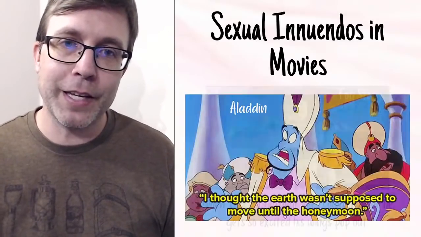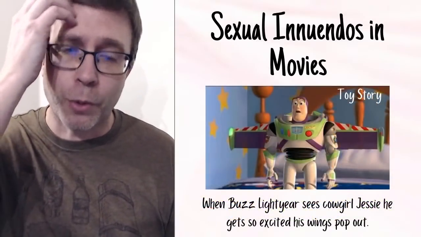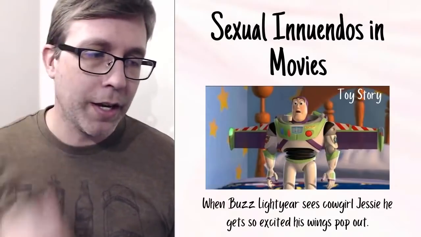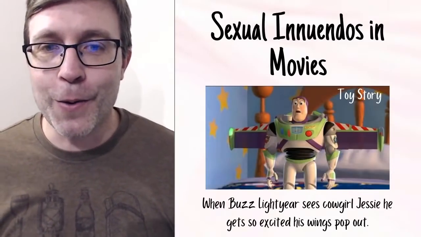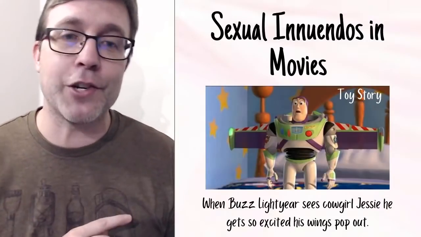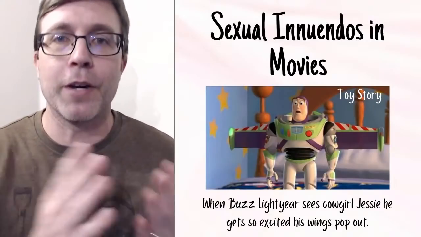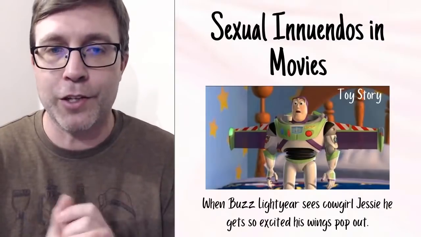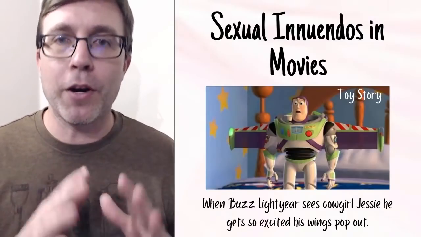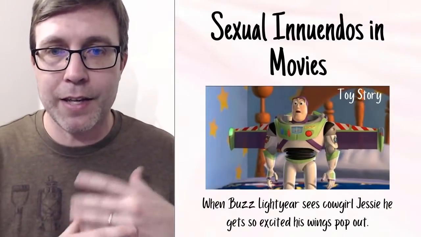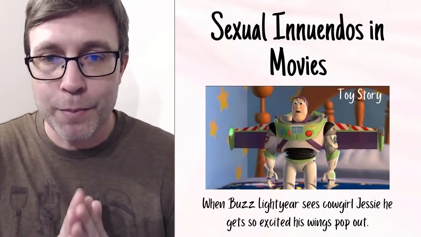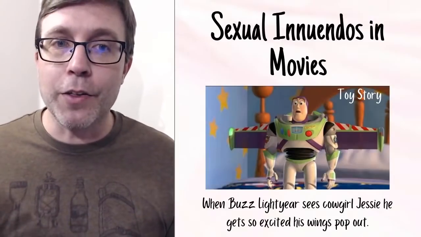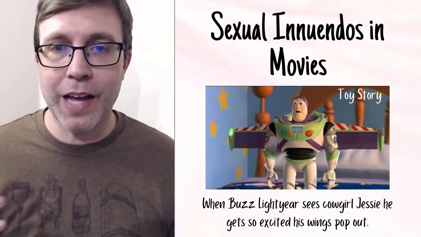Another example, this one is from Toy Story, which I think is Pixar. You guys can correct me if I'm wrong. In this situation, I've given you the situation down here. Buzz Lightyear, one of the main characters in the movie Toy Story, sees the cowgirl, Jessie, another main character in the movie. And when he sees her, the wings pop up on the side.